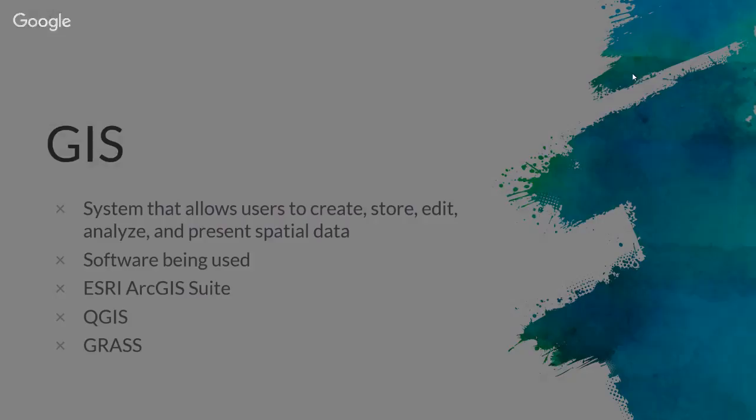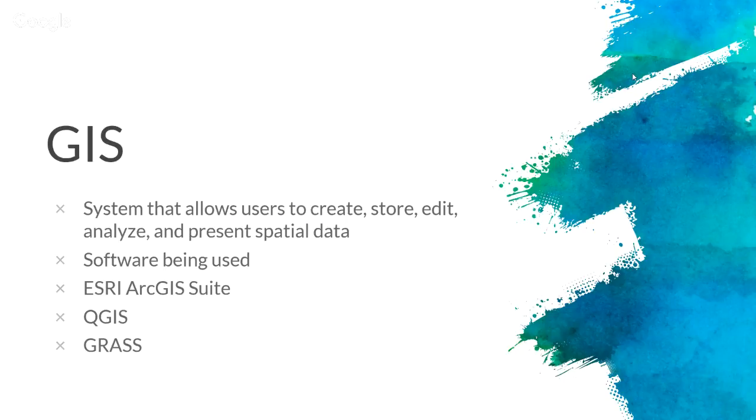To dive even deeper, GIS is pretty much a system that allows users to create, store, edit, analyze, and present spatial data. The GIS is the software that is used to view and edit anything with some kind of geographic spatial data. Some of the most popular software out there is ESRI's ArcGIS suite. This is mostly the leading GIS software in the States because a lot of the public sector, a lot of the governments use ESRI. They have 24/7 customer support, and that's what the governments like.